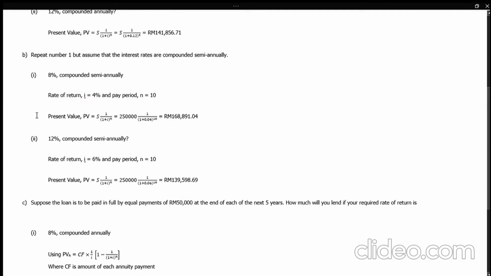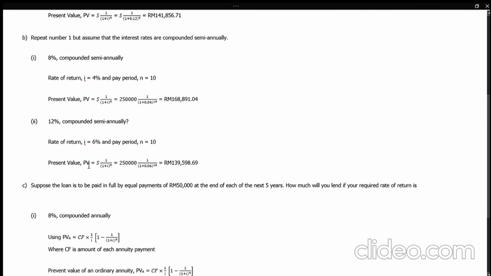Same goes to question B2. The interest rate is changed to 12%. So we divided the interest rate by 2, and the period is 5, which times by 2 is equal to 10, and insert the value we have into the formula, and we have for question 1B2 RM 139,598 ringgit and 69 cents.